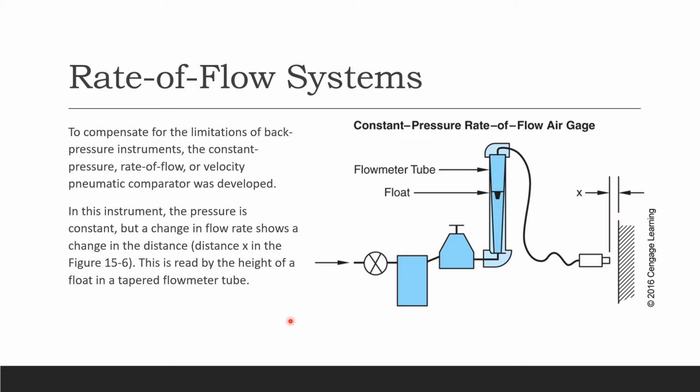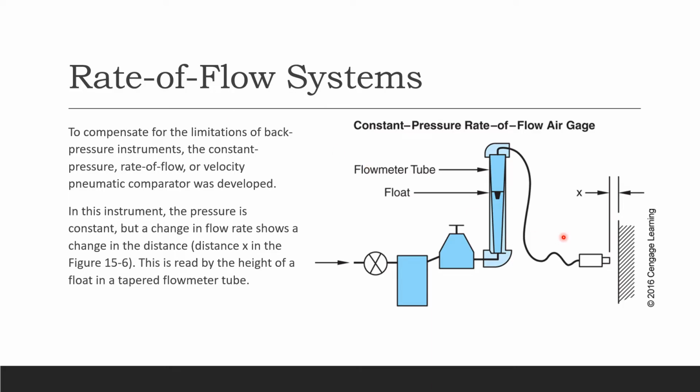So distance x right here in this picture, okay? This little tiny gap right there. This is read by the height of a float in a tapered flow meter tube. When you take a look at it here, you can see the flow meter tube, and that's your float.